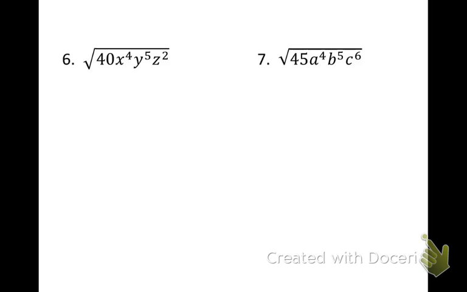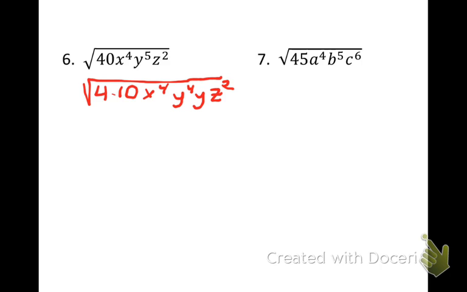Alright, so now we want to find the square root of some things with variables in them. So again, think of your numbers first. Are there any perfect squares in 40? Well, yes, 4 times 10. X to the 4th is a perfect square. Y to the 5th is not, so we can break it down into y to the 4th times y. And z squared is a perfect square.